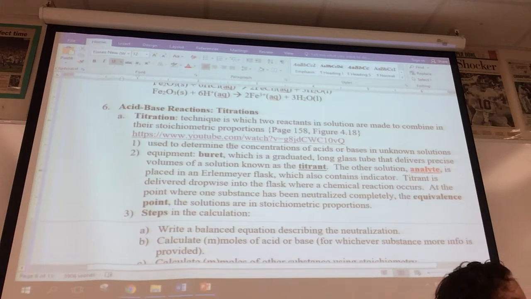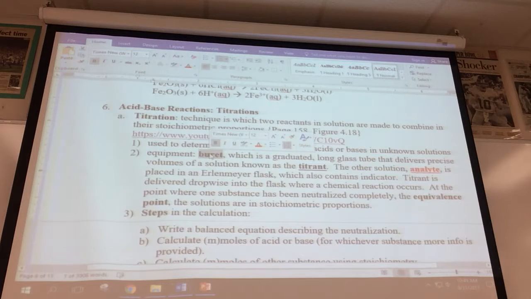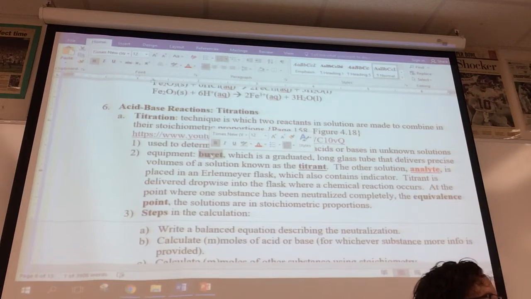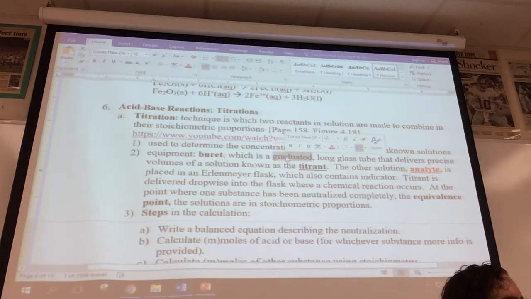Your goal here is to determine the concentration of an unknown substance. A burette is that long glass tube. It looks something like this, and we'll have these set up next week for your lab. They're very fun to play with. It's a stopcock. It's graduated so you can read it.